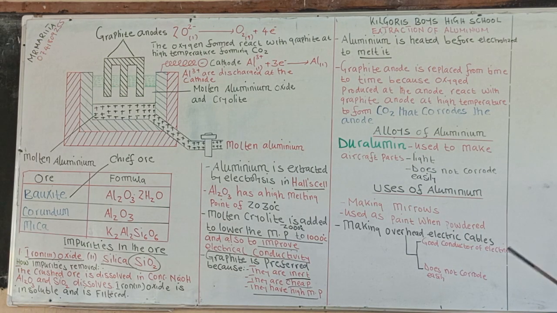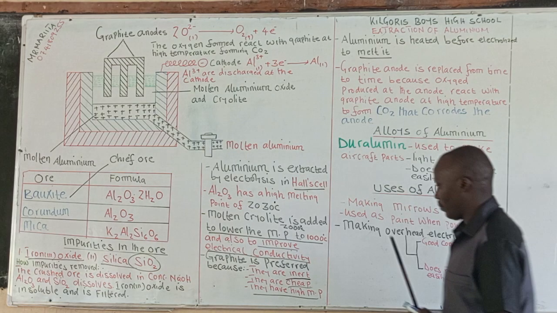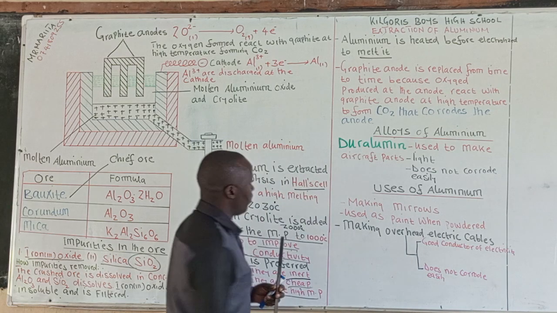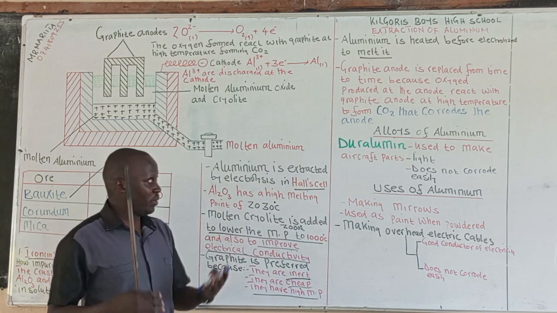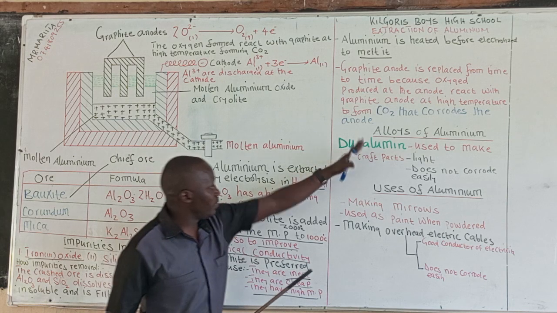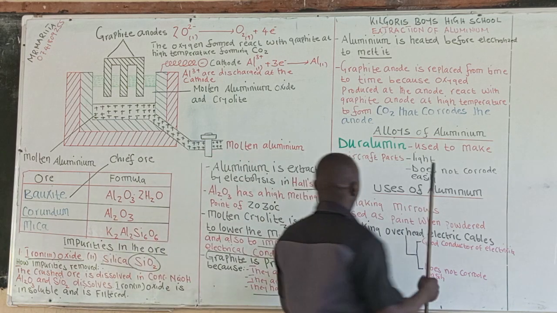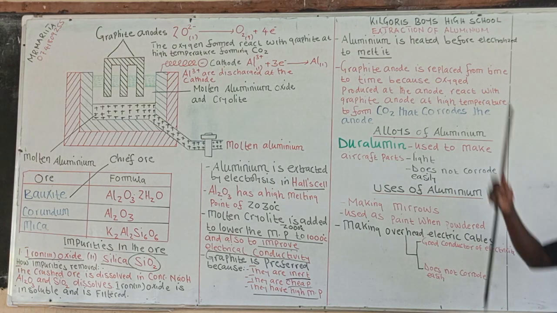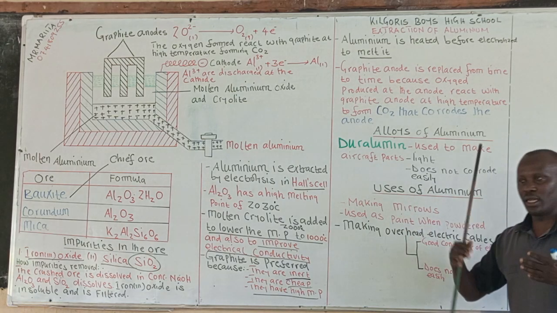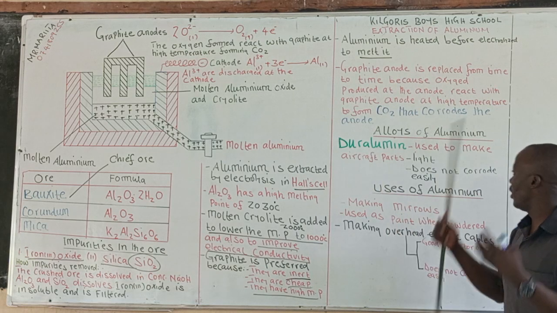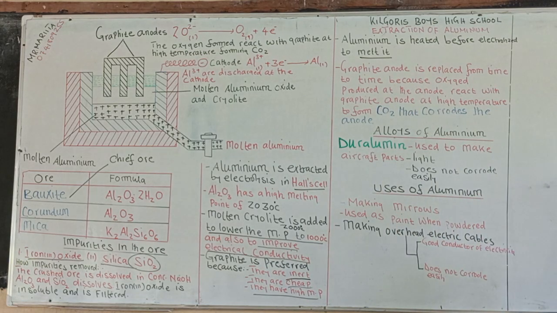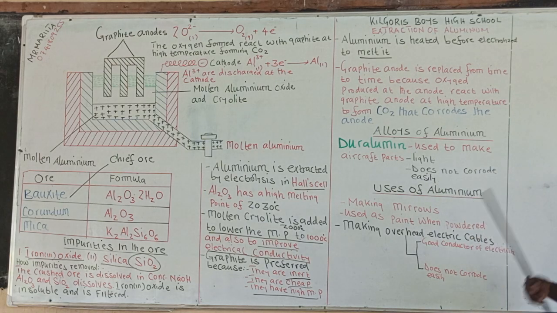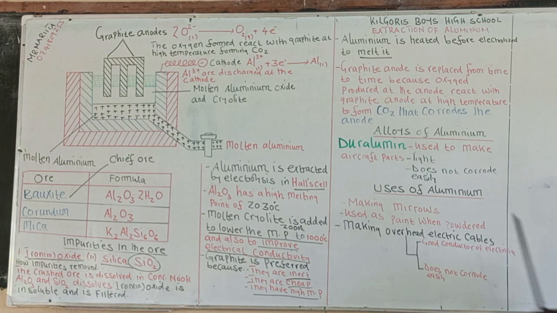Then we can also ask, what are the alloys of aluminium? Aluminium normally has one major alloy, that is duralumin. Duralumin is an alloy of aluminium which is used to make aircraft parts. And why is it? What are some of the properties that make duralumin used for making aircraft? One, it is light, and because of that, it does not corrode easily in the atmosphere.